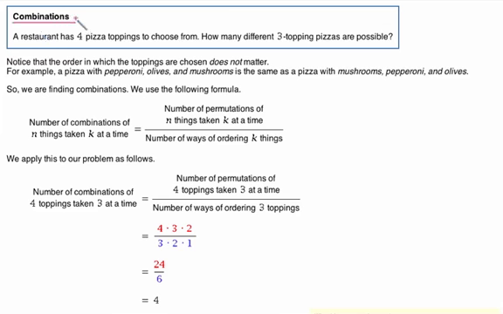Here we have the topic combinations. And in this example, we're looking at a restaurant that has 4 different toppings to choose from. How many different 3-topping pizzas are possible?